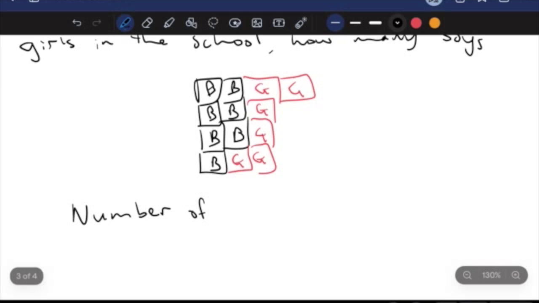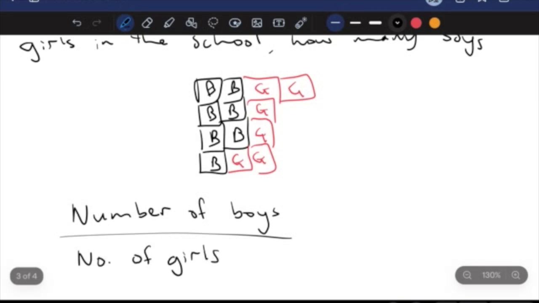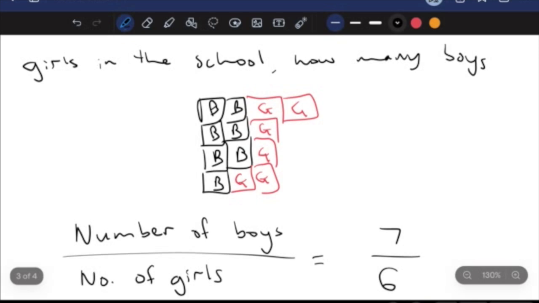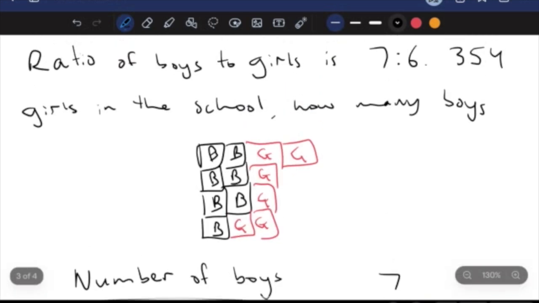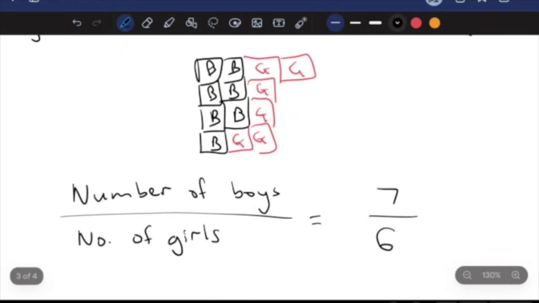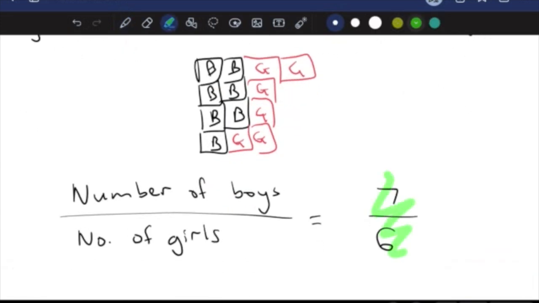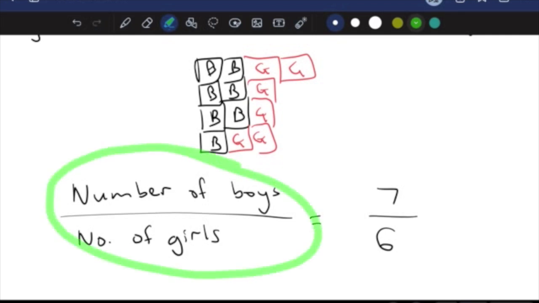So if we have the number of boys over the number of girls, that is equal to 7 over 6. I can always set up this fraction when given some information. So I know that the ratio of boys to girls is 7 to 6, I can write that as a fraction like I've done over here, and then set that equal to some arbitrary fraction of just a number of boys and a number of girls.